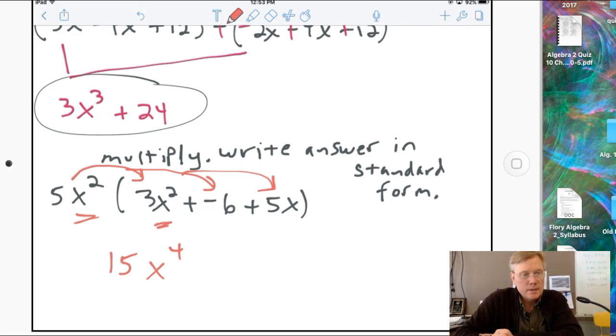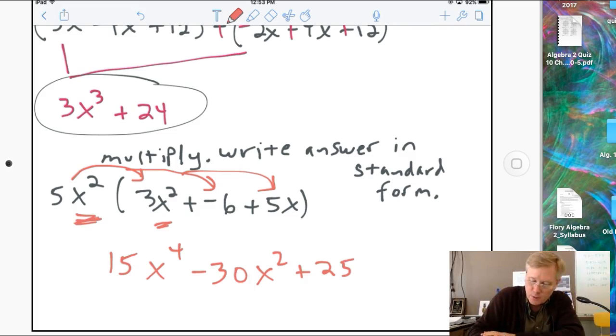All right, negative 6 times 5 is negative 30, x squared. And 5 times 5 is 25. I got 2 x's over here, one more there gives me x to the third.